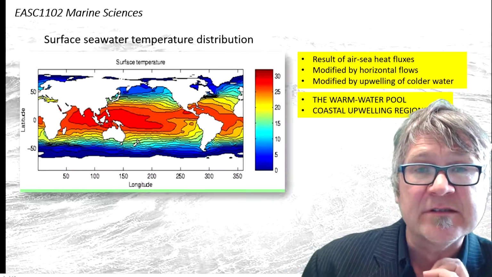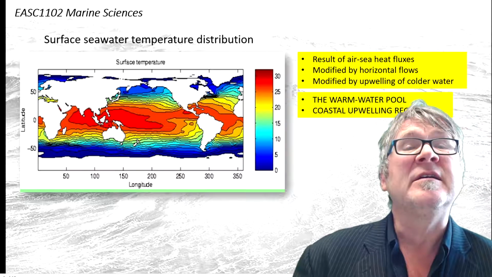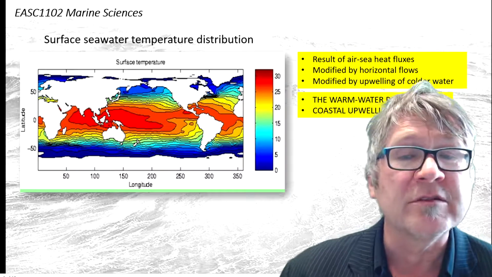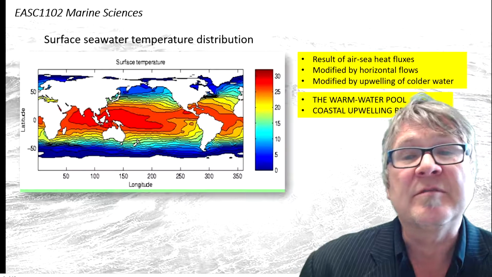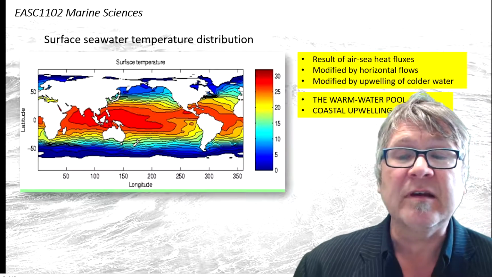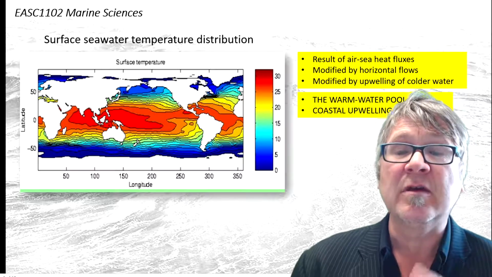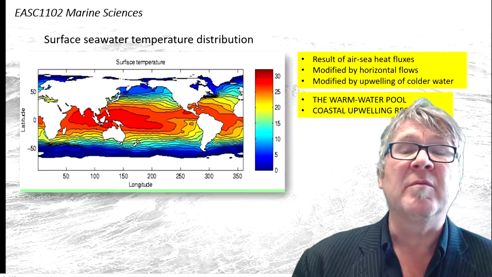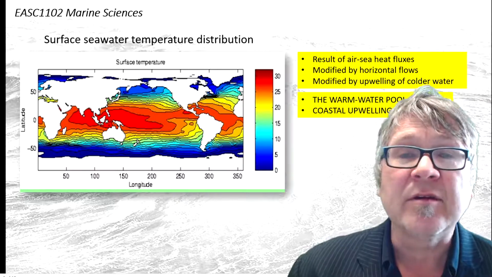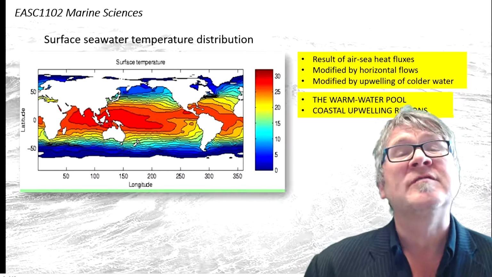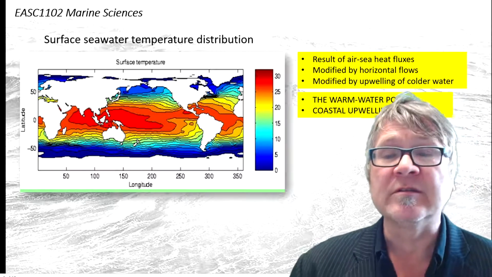However, there are some additional features. For example, the regions where you have relatively swift horizontal currents, which we know as western boundary currents, modify the sea surface temperature distribution. So in particular, on the western side of oceanic basins, if you look carefully, you can see some modification of the temperature structure. On the other hand, you can also have a modification of the sea surface temperature by upwelling of colder water to the sea surface.